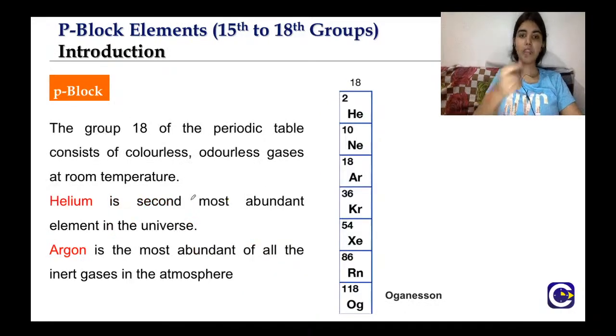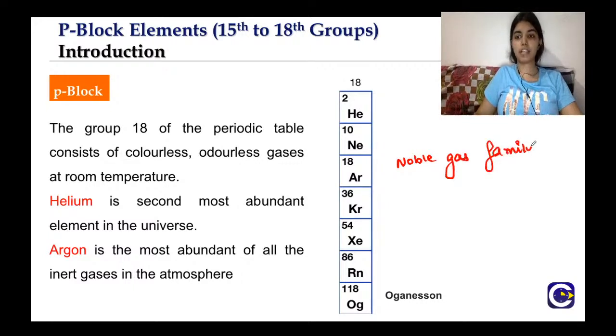Next, group 18. Group 18 consists of the noble gas family, which is inert in nature. It is stable in its form. The elements of this group are helium, neon, argon, krypton, xenon, radon and oganesson.